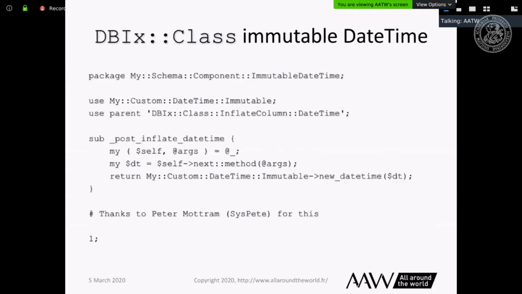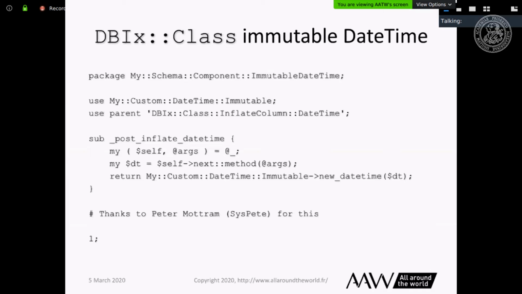Okay, here's how you make DBIx::Class inflate to an immutable DateTime. You declare your DBIx::Class component, you inherit from DBIx::Class::InflateColumn::DateTime, and then you override the _post_inflate_datetime method. You call your parent method, and the DateTime object you get back, you just cast that as an immutable DateTime. And now you include that component inside the DBIx::Class, and all of your dates and datetimes will inflate to immutable objects.